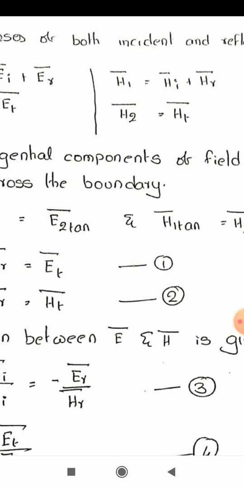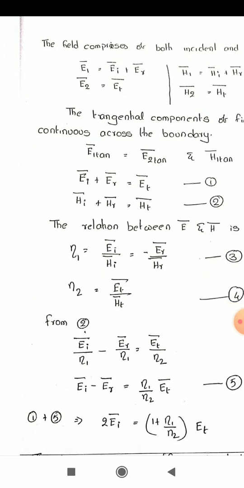Similarly for the magnetic field components. Already we know that between two dielectric media, at the boundary, the tangential component of electric field is continuous. Similarly, the tangential component of magnetic field is also continuous. With that condition, E tan 1 equal to E tan 2, and H tan 1 equal to H tan 2. From this we can finally write EI plus ER equal to ET and HI plus HR equal to HT. Take these as equation 1 and equation 2.